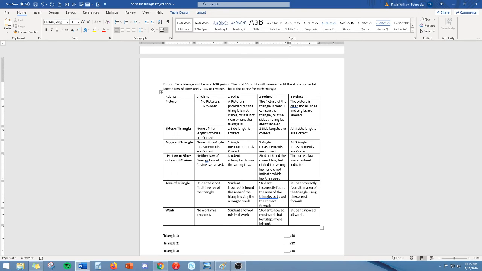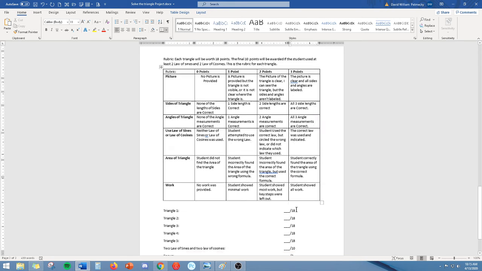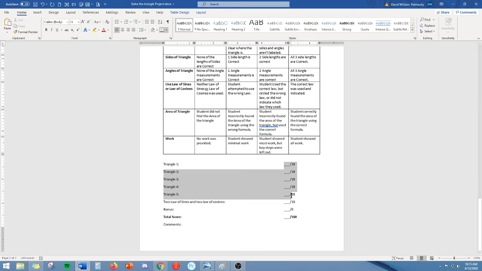We could definitely fall into a trap of doing the work correctly and then just plugging an area in your calculator. Write out what you're doing. Make sure I can see everything, and yeah. So that'll give us 90 points.